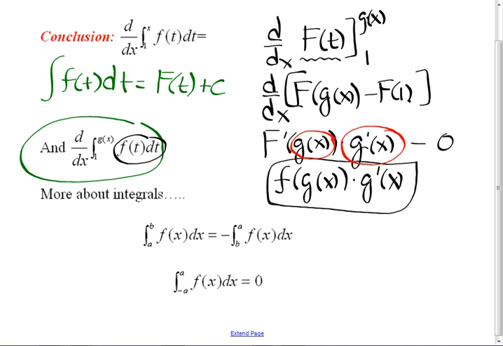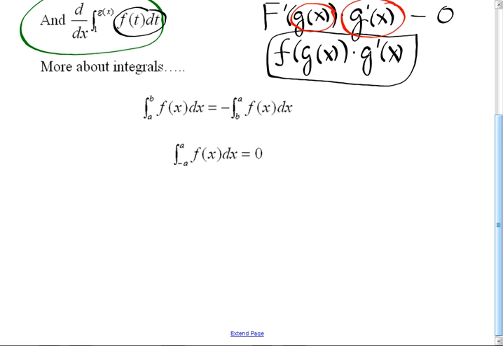And just some other little properties. I don't think I have any typos. So what happens if we reverse the order of integration? The integrals become negative. Sorry, that should be an a. I don't know if it's written on yours correctly or not.